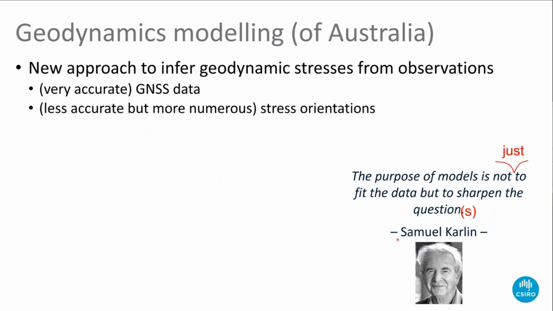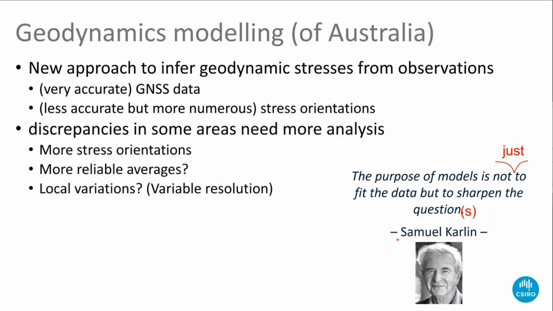So we showed you that we've brought in a brand new approach that allows us to infer the geodynamic stresses from observations. We can get the full stresses pretty much at the press of a button. A bit of dark art, of course, of numerics behind the scene, but it's pretty much as automatic as it gets based on the GNSS data, as well as the stress orientation, and we have quite a bit of it. We can identify the discrepancies in the areas that need more analysis, which is interesting.